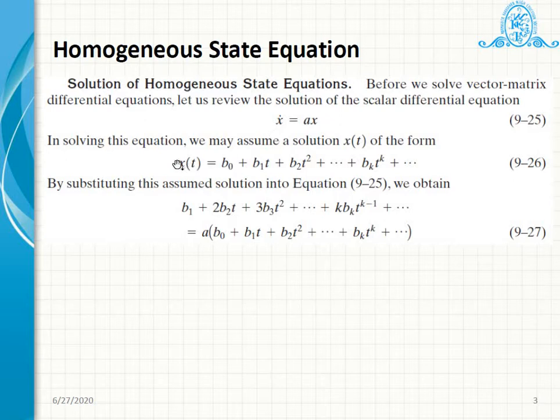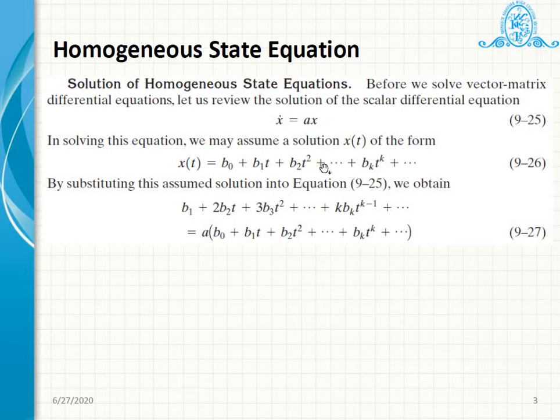Now if we substitute this x of t in equation 9.25, what we need to put for x dot is the derivative of this term. So x dot of t will be, this is a constant, so it will be 0, so b1 plus b2, this t square derivative will be 2t, so 2 times b2 t, plus here it will be k times bk t raised to k minus 1 and so on. So that will be x dot.